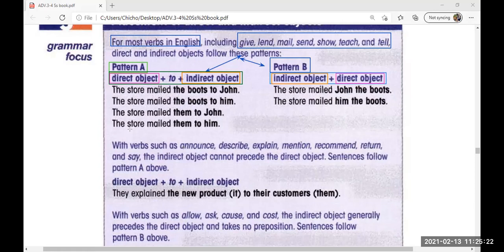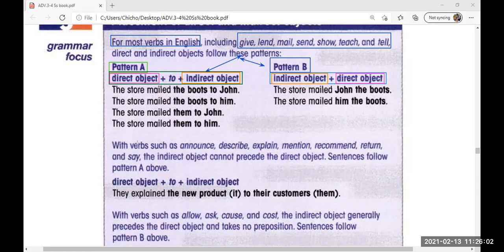So let's see, for example, we can say the store mailed the books to John. But we can say also the store mailed John the books. We can use both, right? Or we can say the store mailed the boots to him, or the store mailed him the boots. So as you can see, with these verbs, we can use both patterns. And the meaning is exactly the same. Then we have the other group of verbs. Let's see here.